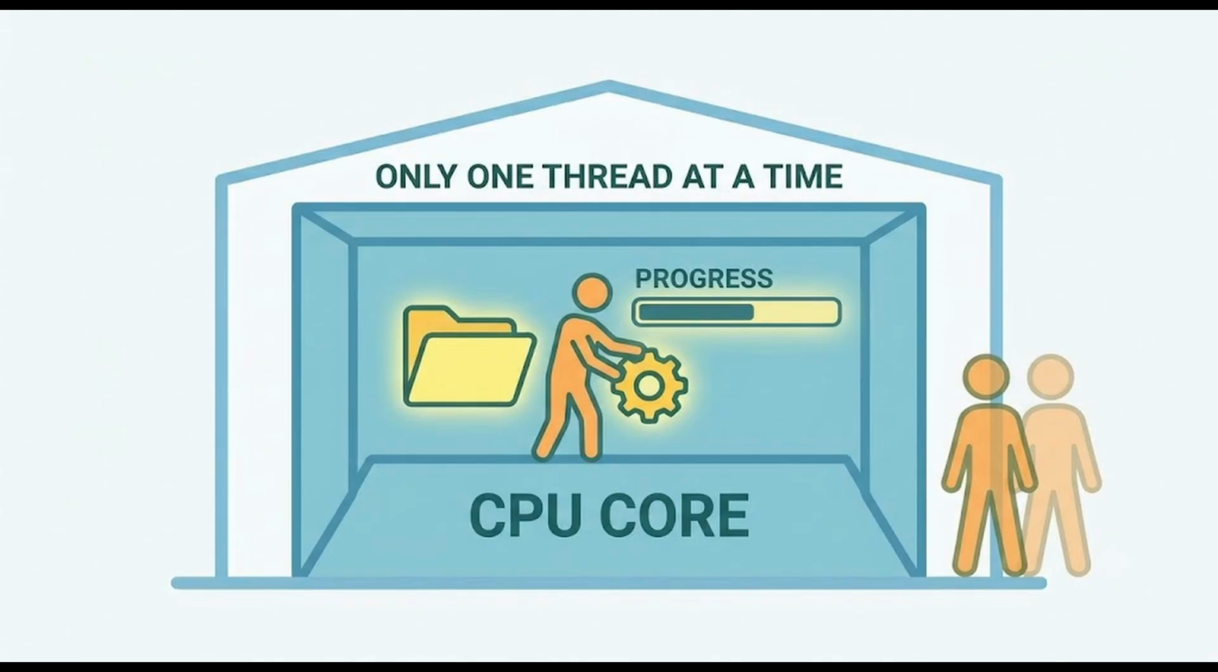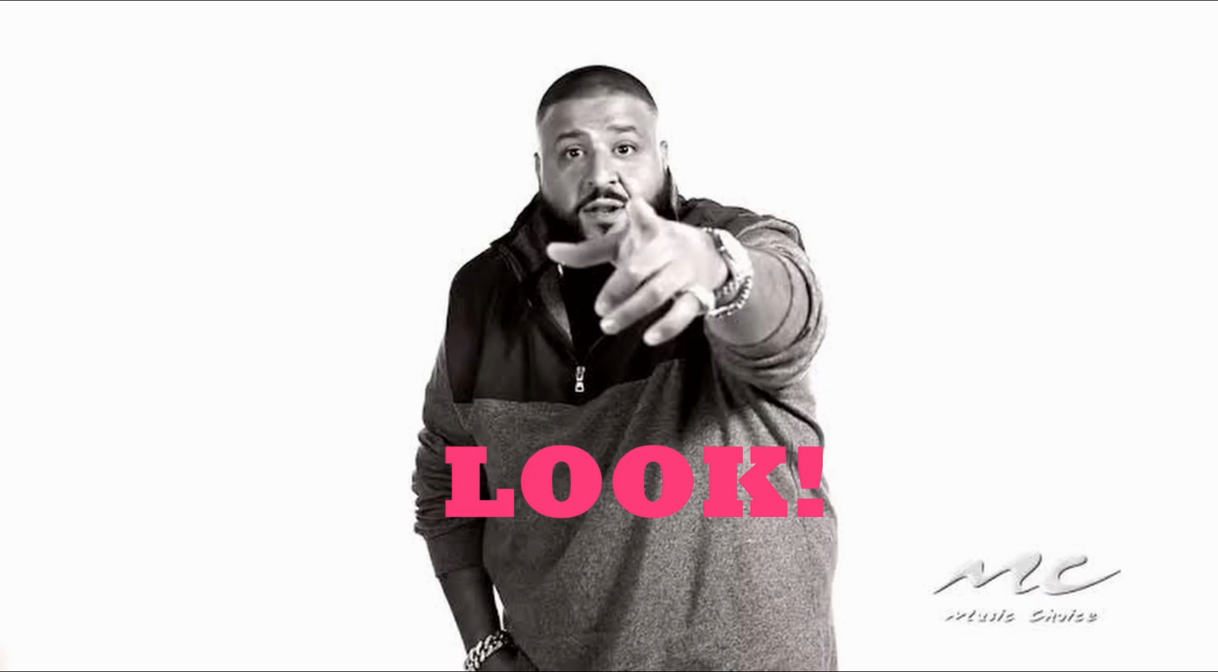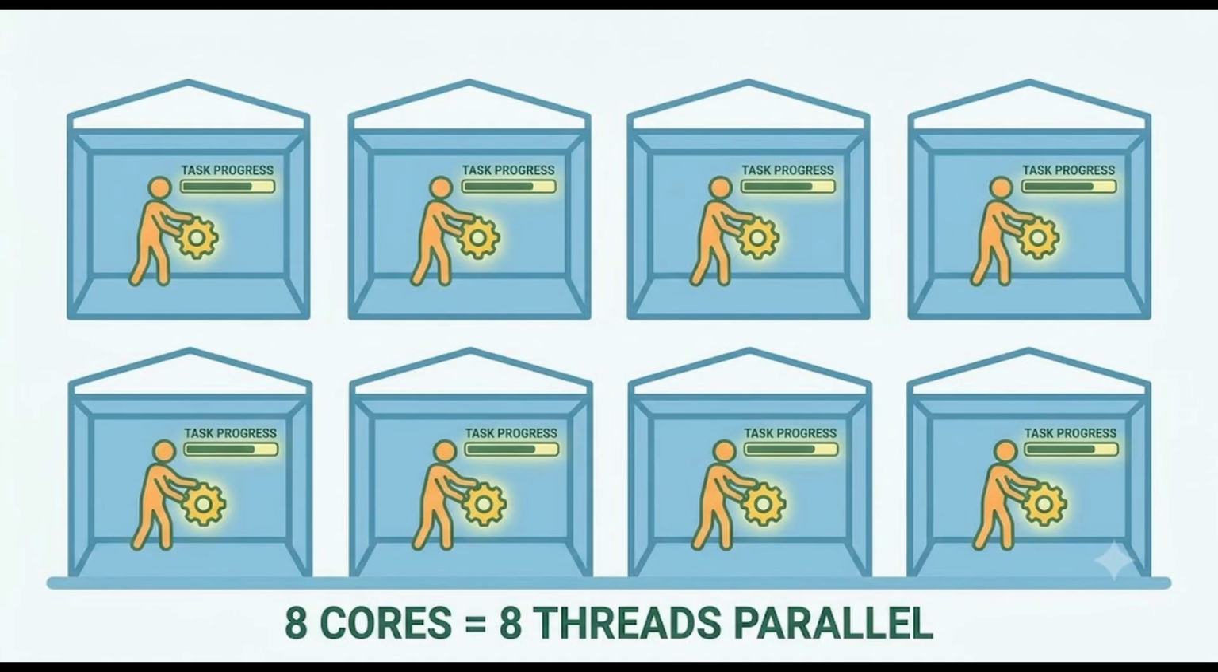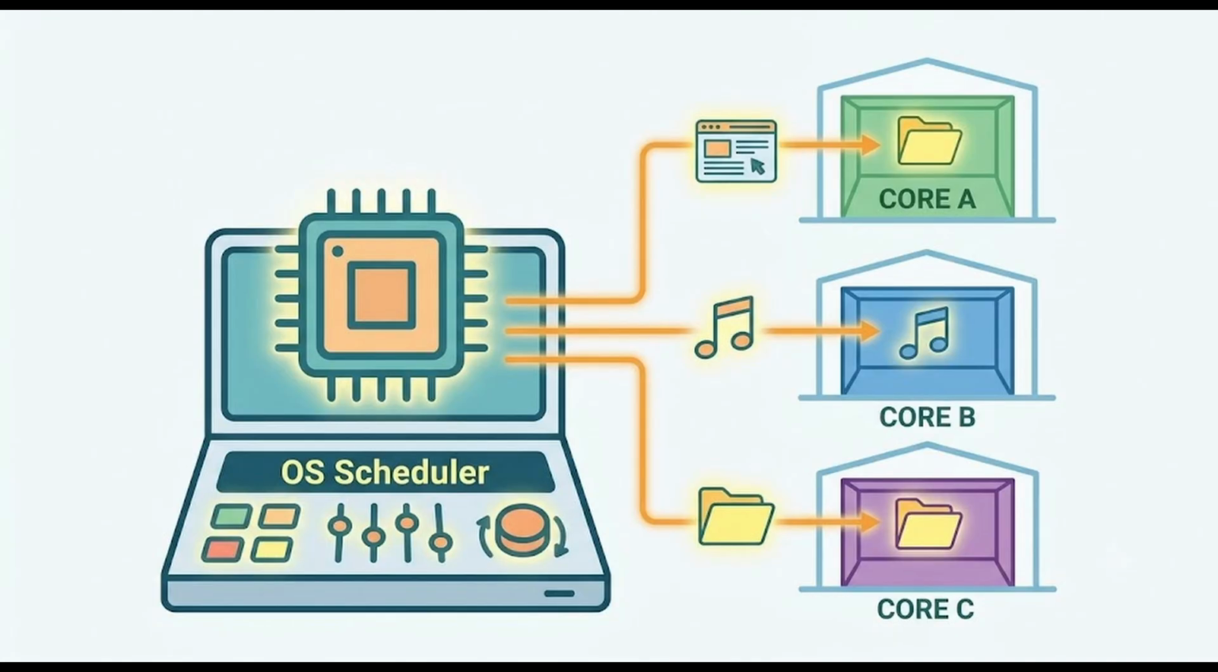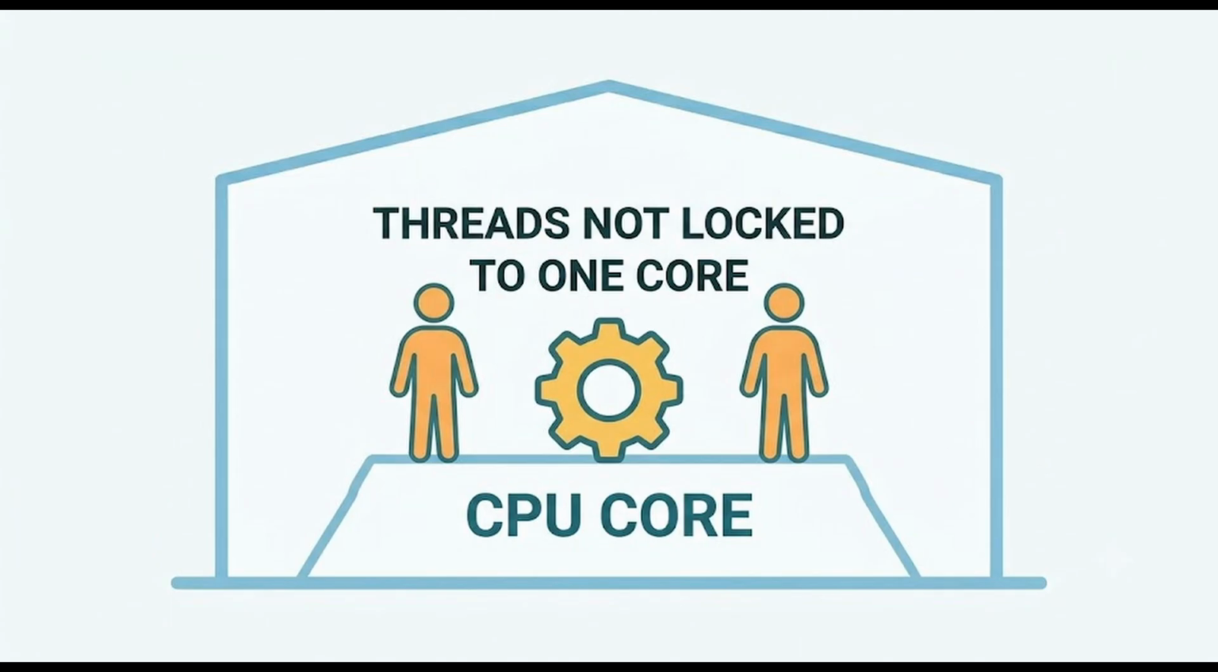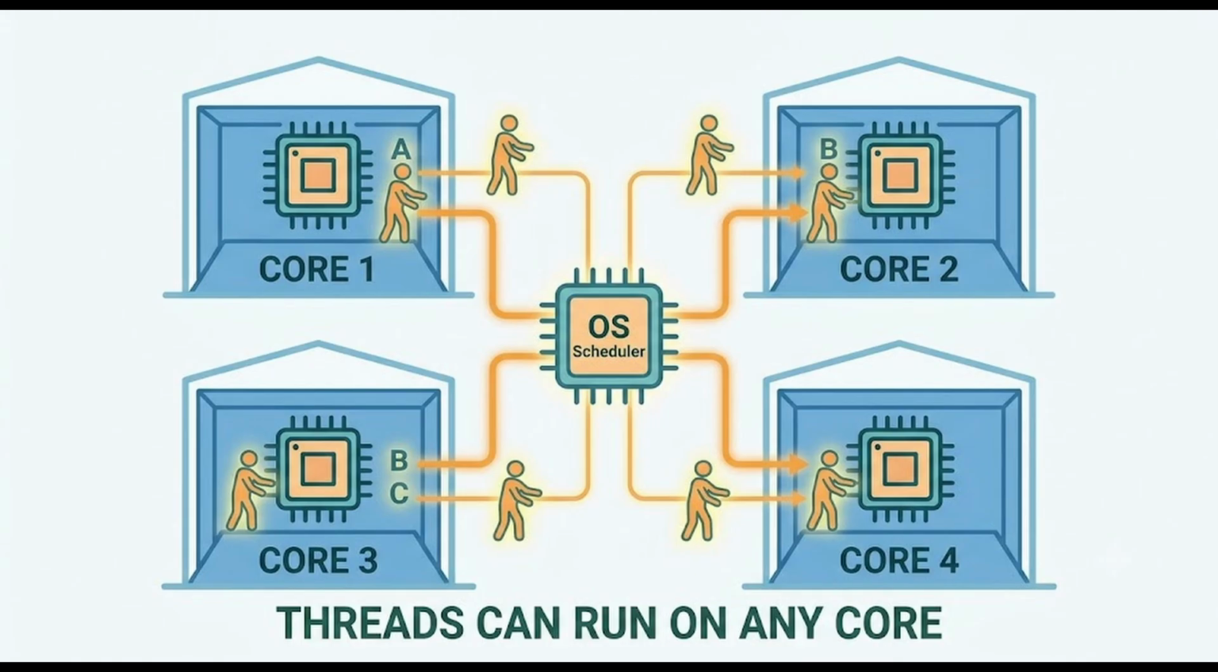Threads are the ones being executed on the CPU core. A single CPU core can only execute one thread at a time. Look into your own device. If your processor has 8 cores, it means that it can execute 8 threads in parallel. The operating system decides which threads will execute on which CPU core. Crucially, the threads of a single application need not run on a single CPU core. They can run on any CPU core.